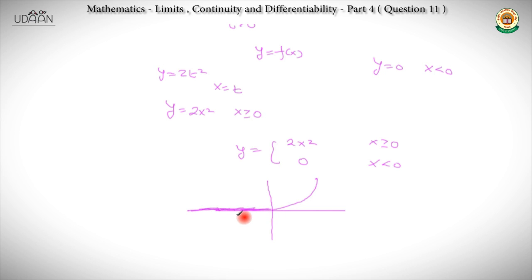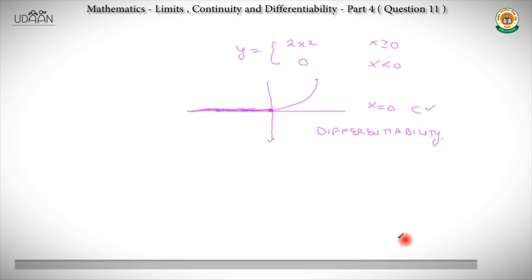Now we have to check the continuity and differentiability at x equals to 0. Looking at the curve, we can say that at x equals to 0, it's a continuous function. Now we have to comment about differentiability. Do we differentiate y is equal to 2x square at x equals 0? Exactly, because we have proved that it is a continuous function, we won't be applying the first principle over here. We'll be directly differentiating it.